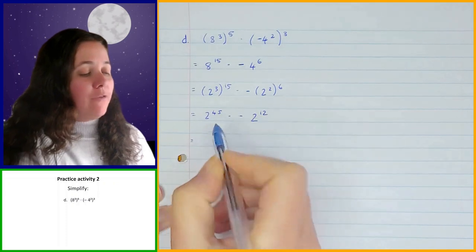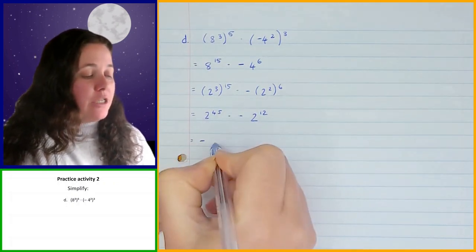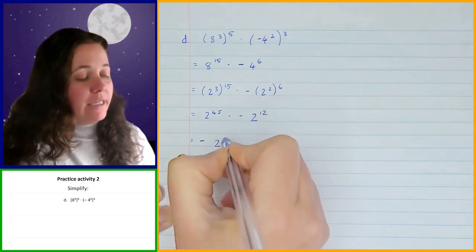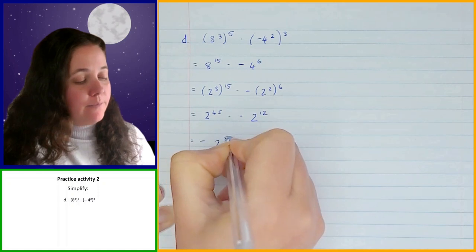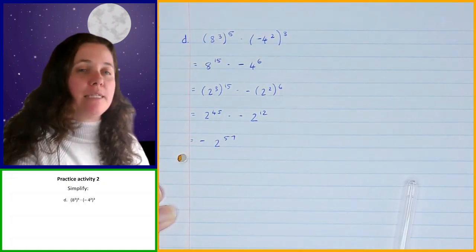Okay, so now I've got a positive times a negative. That gives me a negative answer. The base is going to stay the same. And now I've got 45 plus 12 gives me 57. So for question D, you should have got negative 2 to the power of 57.